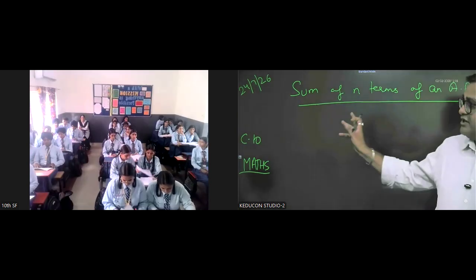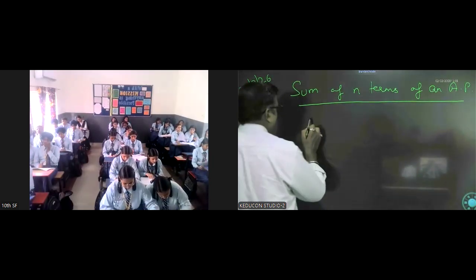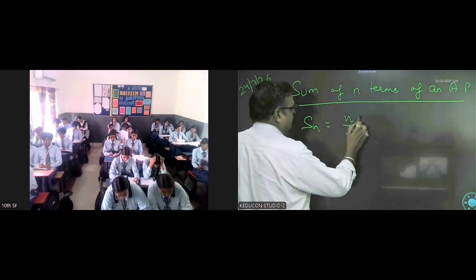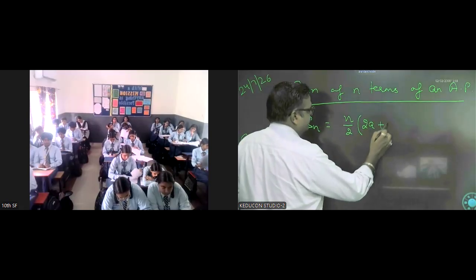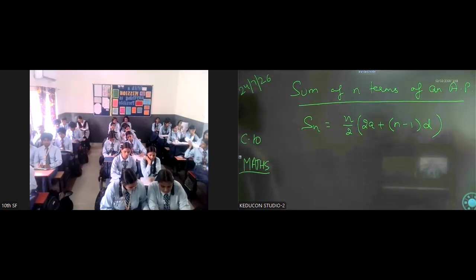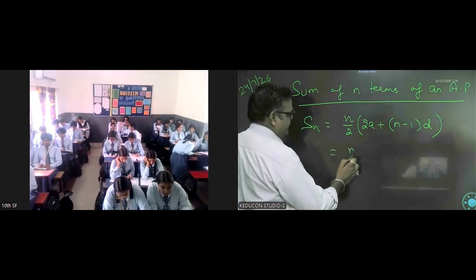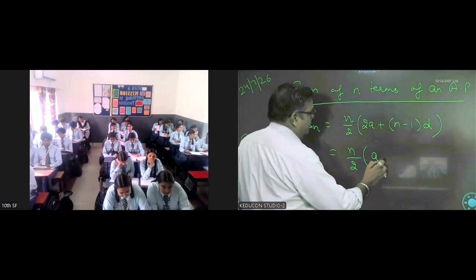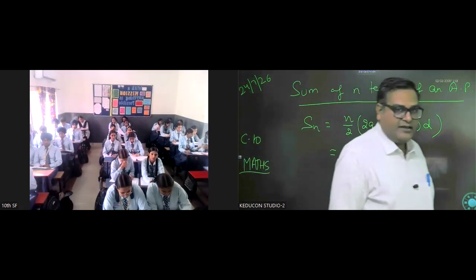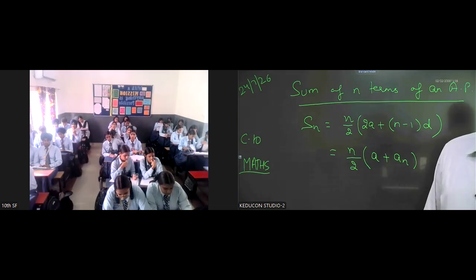Right, students, so sum of n terms of an AP, I think you must have done it. Once again I'll explain the formula for Sn. This is n by 2 into (2a plus (n minus 1) into d). This is the formula for sum of n terms of an AP. Another way it can also be written as n by 2 into (a plus an), where a is the first term, an is the last term. So these are the two formulas for the sum of n terms of an AP.